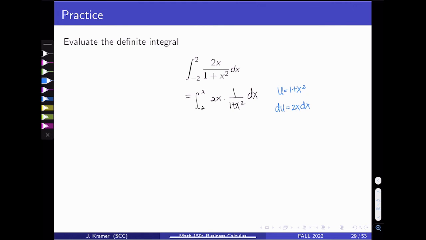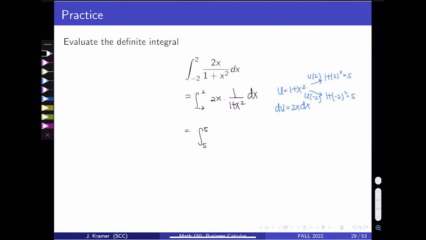And then I also need to work on changing the limits of integration. So my function here is 1 plus x squared. So I'll evaluate u at -2 and u at 2 to find my new limits of integration. That's 1 plus -2 squared, or 5. And this will be 1 plus 2 squared, which happens to also be 5. And so we're going to see what happens when we have the same limits of integration on an integral, which will lead us to a new property.